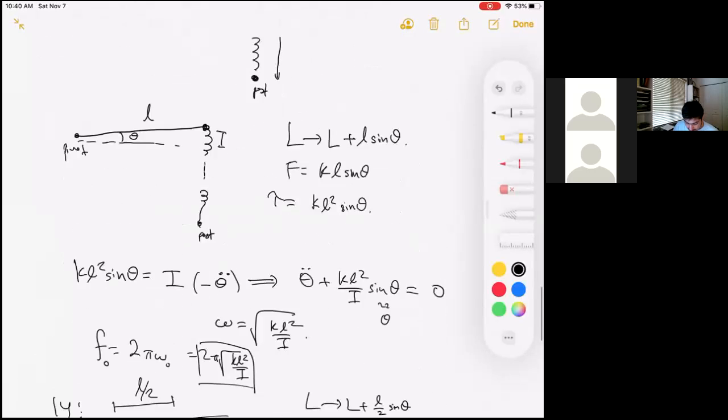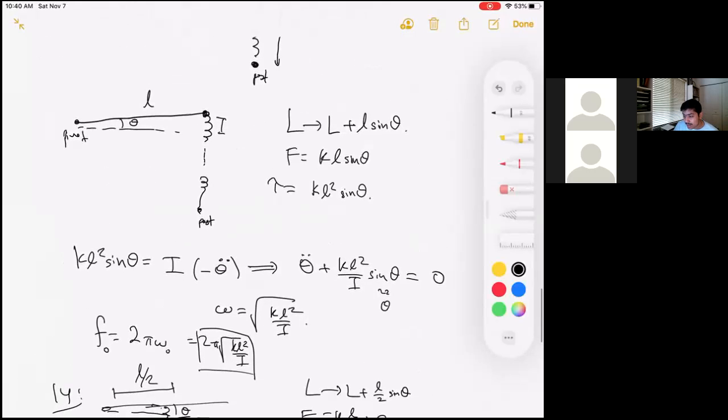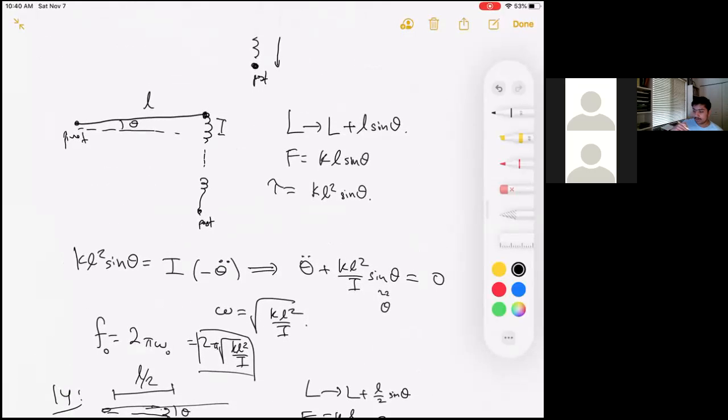So now let's try problem 15. Same setup, but instead of moving it to half, we moved it to horizontal.